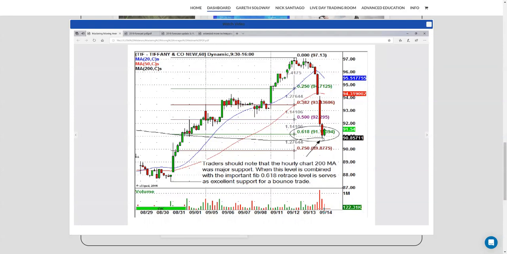Is that 200 MA major or minor? Major. Then you have a 618, just a hair above it. You play that for a bounce. It's a good level. Okay. You take it here. What would your stop out be? So let's just say you took it at 90.85, which is a 200 MA. Where's your stop out going to be?